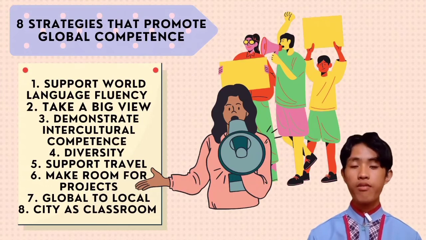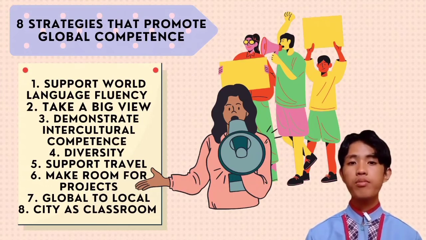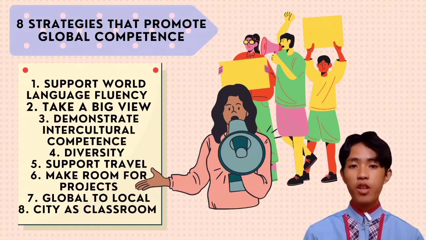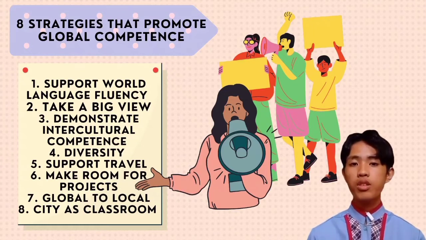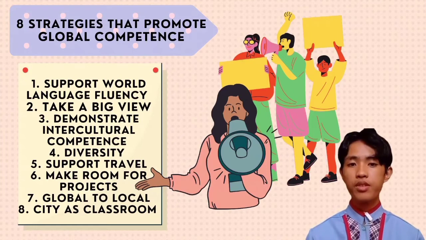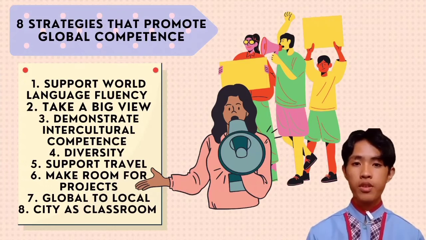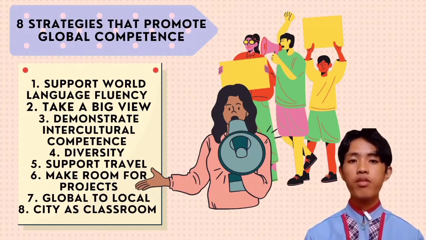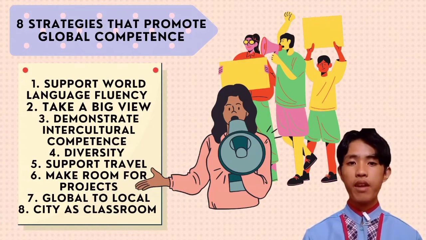Number four, diversity. Schools that serve diverse populations have a gift that can be used and explored to build global competence. More homogeneous schools can create pen pal connections and school partnerships to promote intercultural connections and unpack their own cultural backgrounds, beliefs, and norms. Number five, support travel. Travel introduces students to other cultures and builds wayfinding or adaptive problem solving skills.